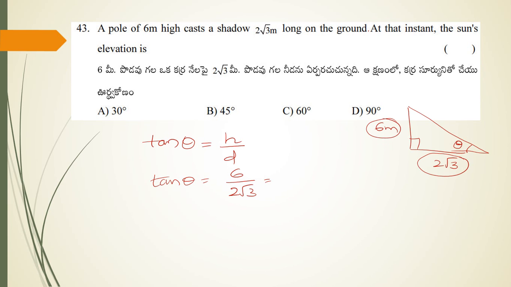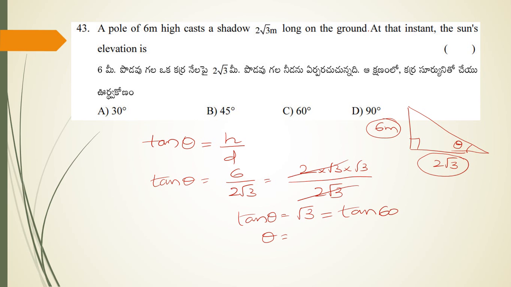How can I write 6? I can write it as √2 into √2 into √3 into √3, or simply, instead of writing √2 into √2, I can write 2 into √3 into √3, divided by 2√3. So 2√3 gets cancelled, and this is nothing but √3. So tan theta is equal to √3. From this, theta is equal to, √3 is possible when tan is at 60 degrees. So theta is equal to 60 degrees. So the answer is 60 degrees.